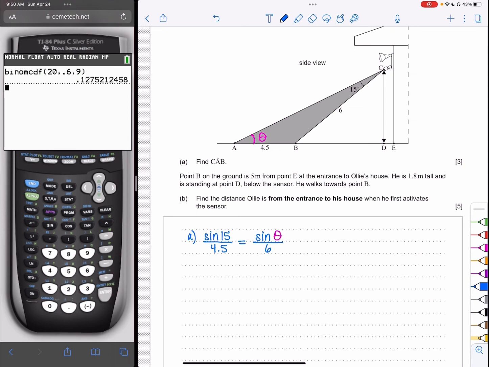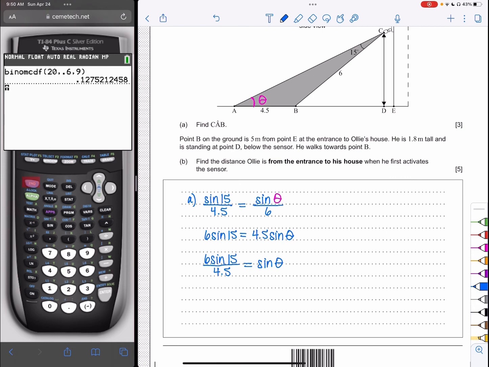So, of course, I cross multiply. I'm going to have 6 sine of 15 is equal to 4.5 sine of theta. And then I'm going to divide both sides by 4.5. So that's going to be 6 sine of 15 divided by 4.5 is equal to the sine of theta. From there, we need to take the sine inverse. So I'm going to hit second sine for the sine inverse, and I'm going to type in that fraction: 6 sine of 15 over 4.5.